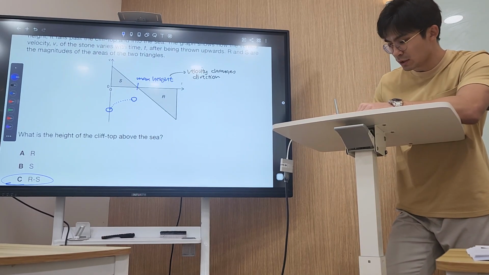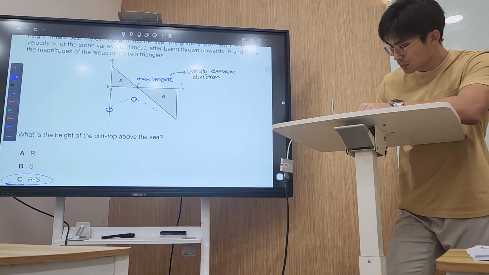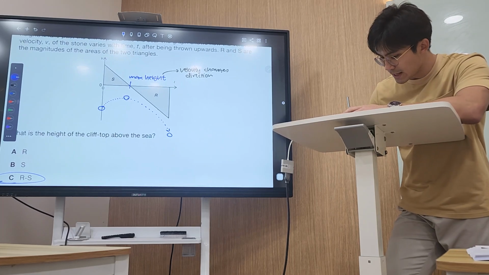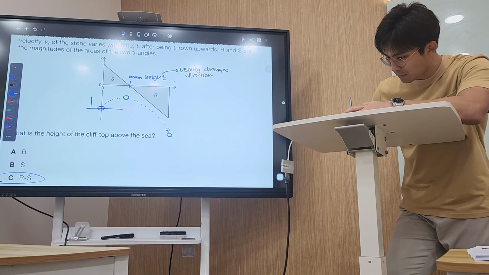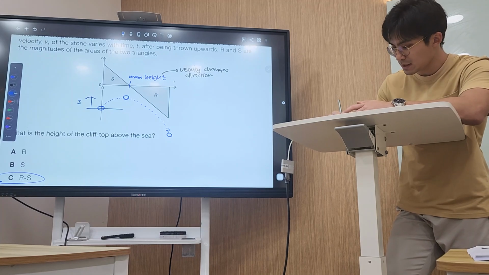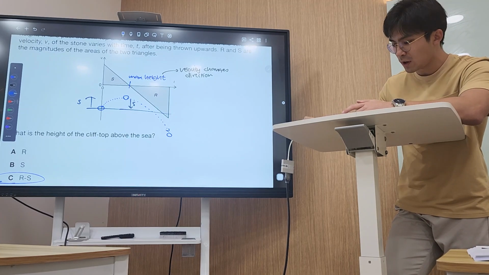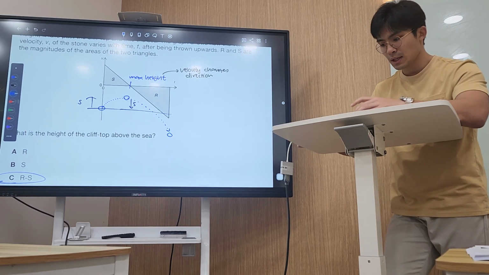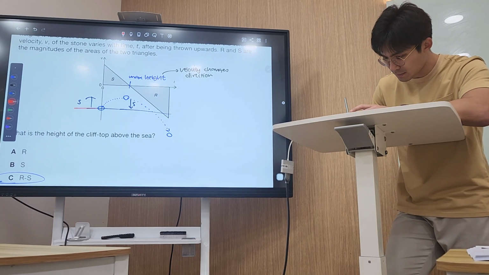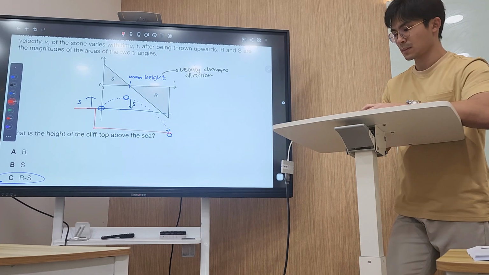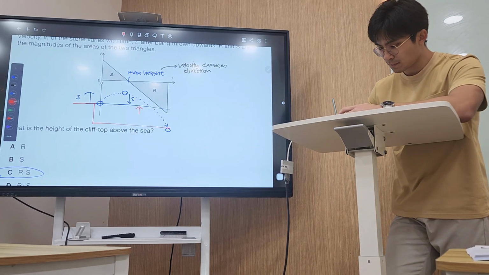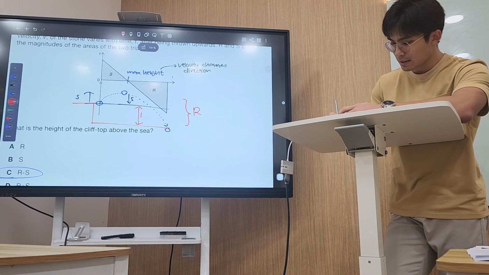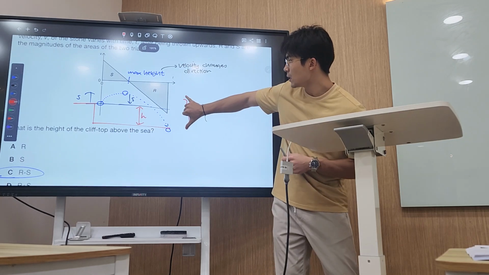Next, as you fall all the way here, this distance that you went upwards first is your S. Which means if I extend this line, I will also fall an S distance downwards, correct? Correct. And then you visualize the cliff. The cliff is like this. So what is the height of the cliff? This whole thing is R. So your height is R minus S.